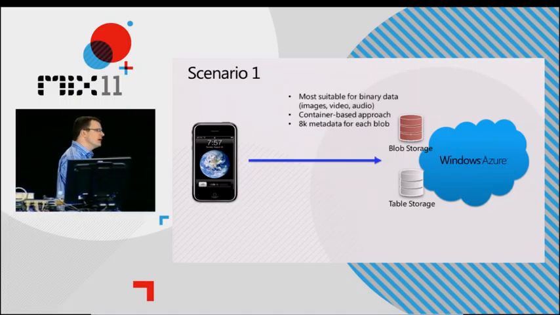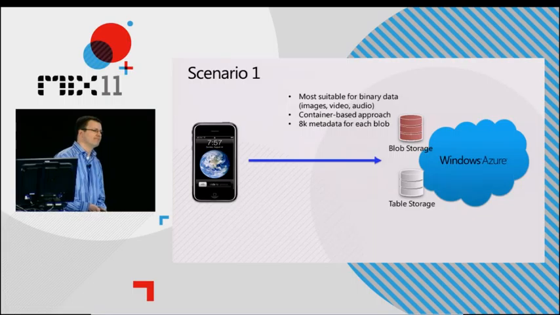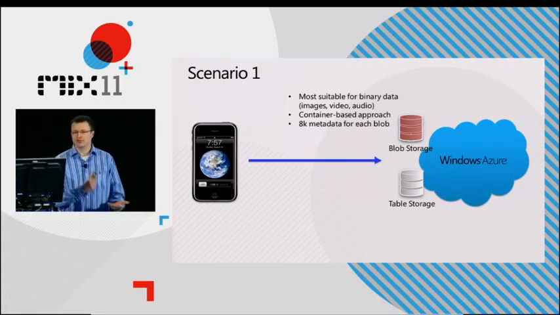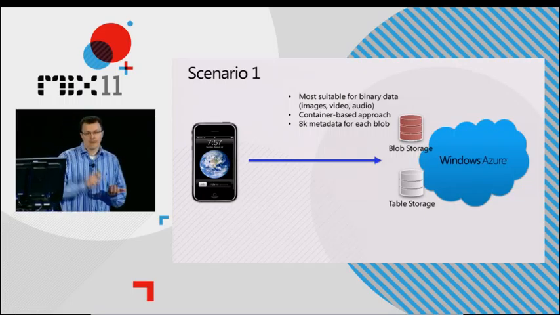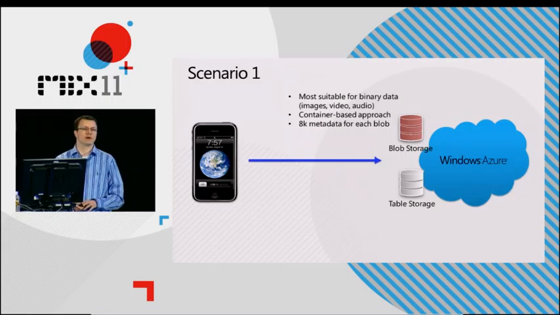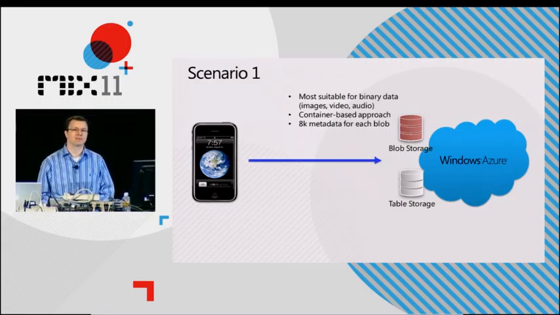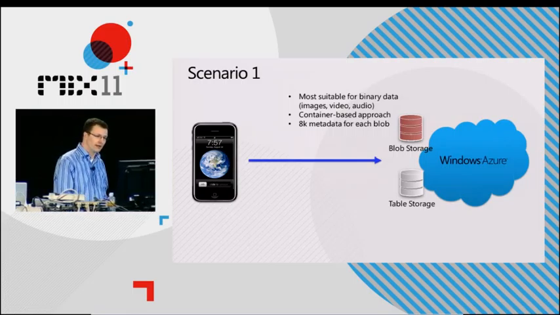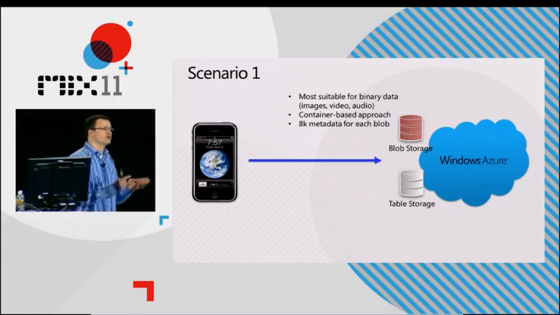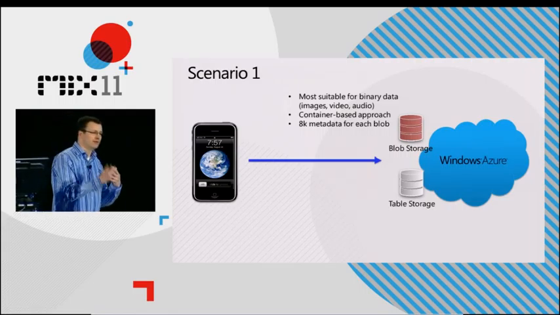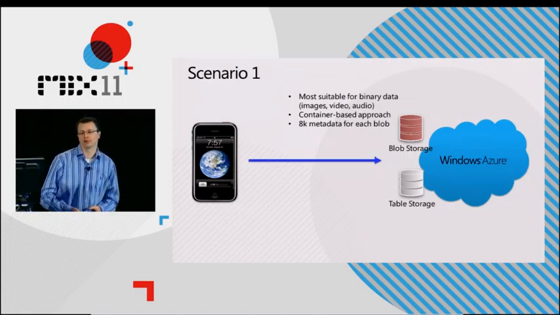Blob storage is really most suitable for binary data. So images, video, photos, music, audio, anything that you store in a binary format on the phone really suits well in blob storage on Windows Azure. It uses what's called a container-based approach, and we'll cover that shortly. And it's also possible to attach a small piece of metadata to each blob that you store in the storage. So maybe it's the title or the author or a small description.